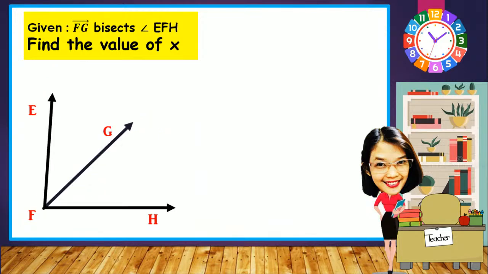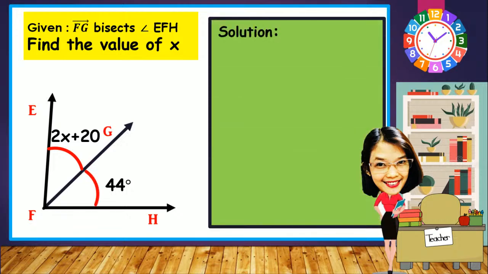How about with this one? Given that ray FG bisects angle EFH. So let's find the value of x. Now, you'll tell me what to write. What are those two angles that are congruent? What are those two angles that are equal? Comment your answer.